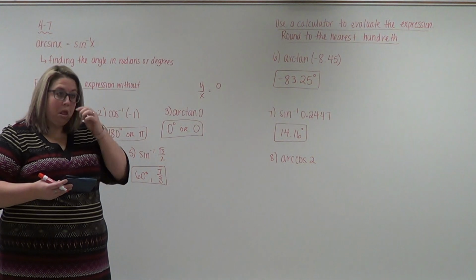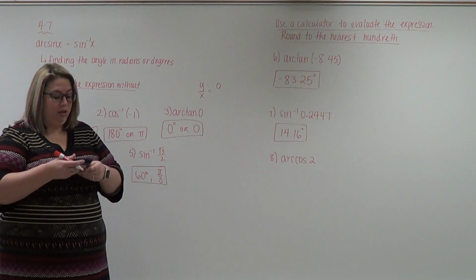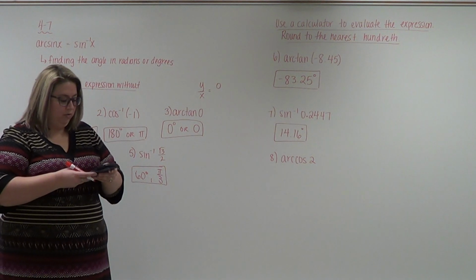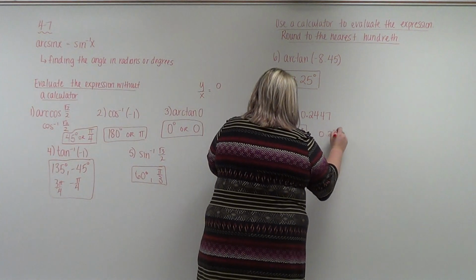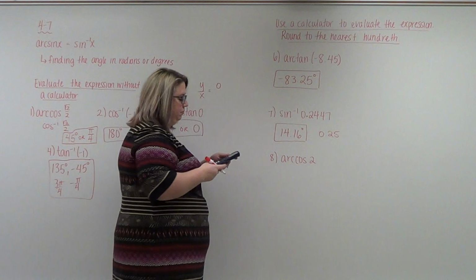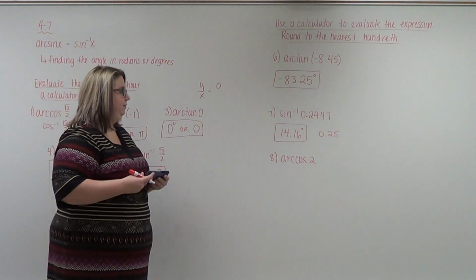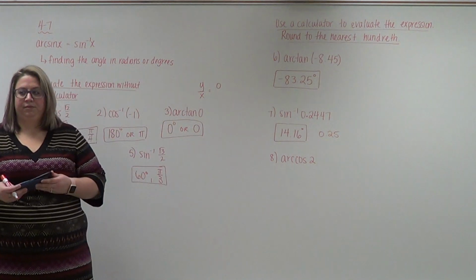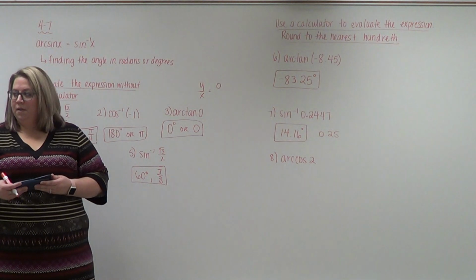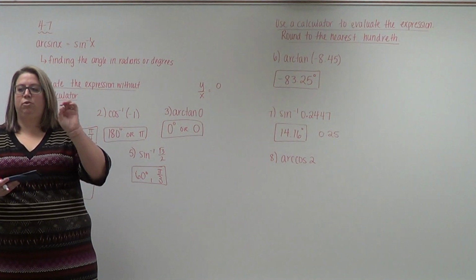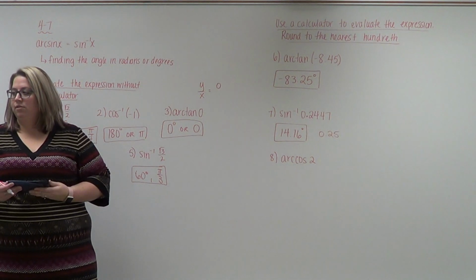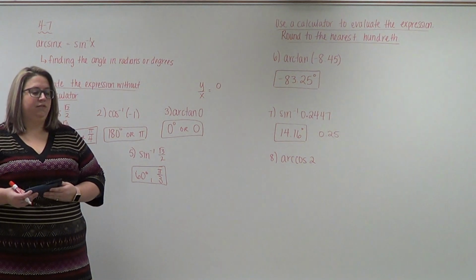If we do it in radians, is it going to give us a decimal like that? Yep, if you did it in radians, your answer would have been 0.25. It's a little different. Do we have to say that that's radian? No, if it doesn't have the degree symbol, I already know it's radians. It's just if you don't have it.